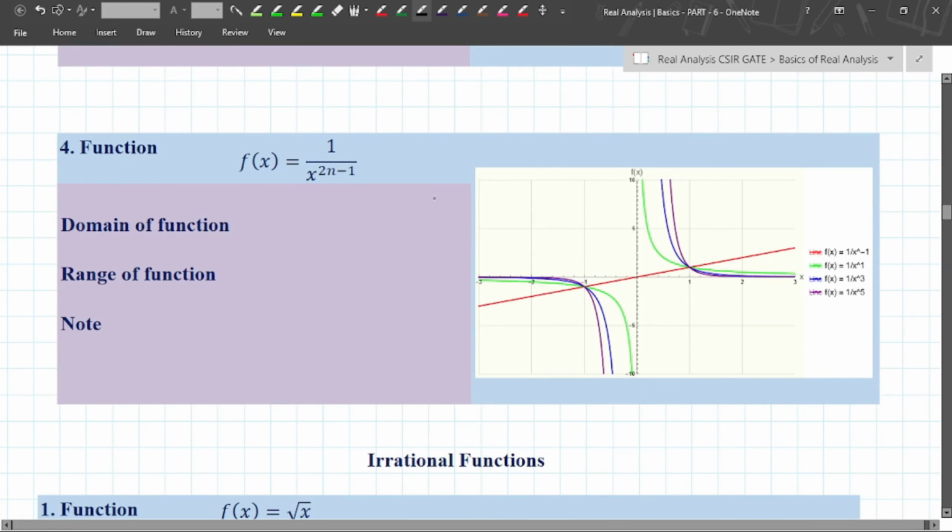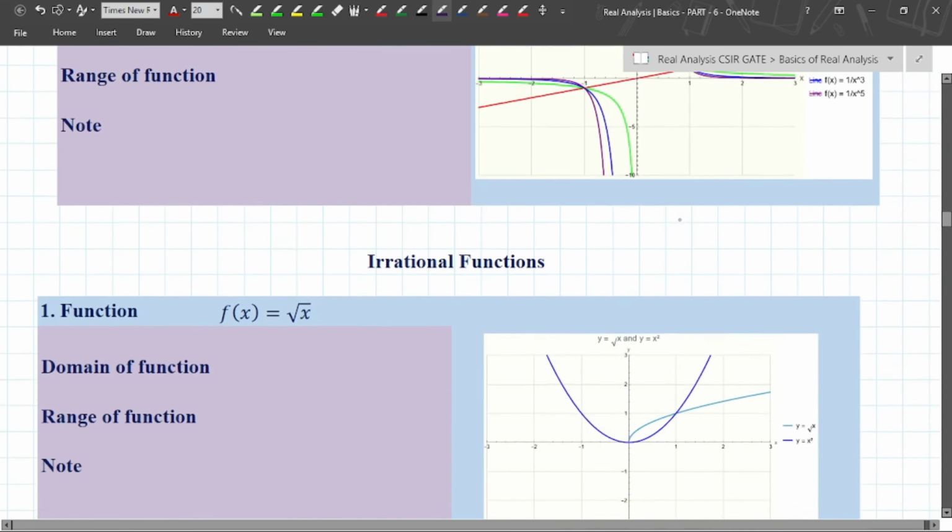Whatever we have seen with x power 2n plus 1, you can take plus 1 also here. Actually, it is not plus 1, it is minus 1, that you can take also. So basically it is also the reciprocal, and it gives this kind of curve here. This is an odd kind of function.